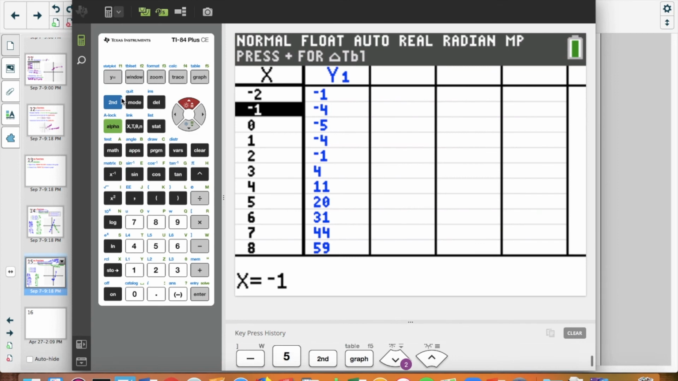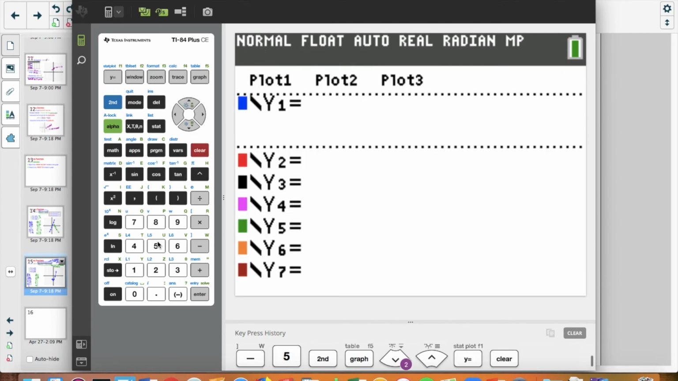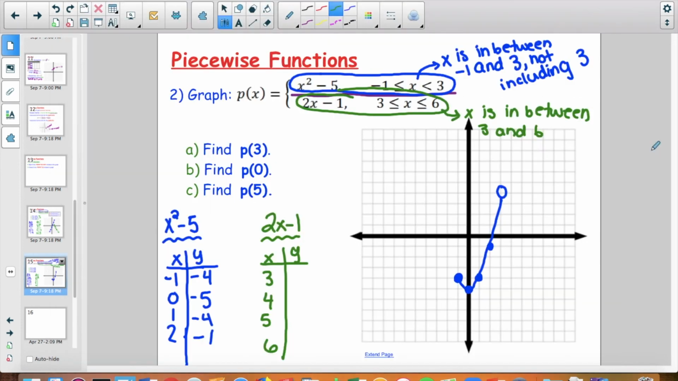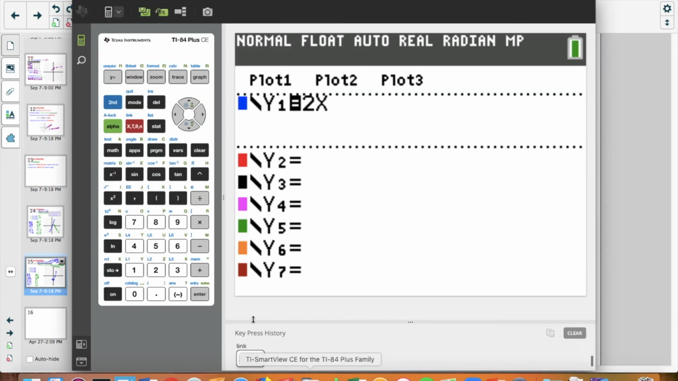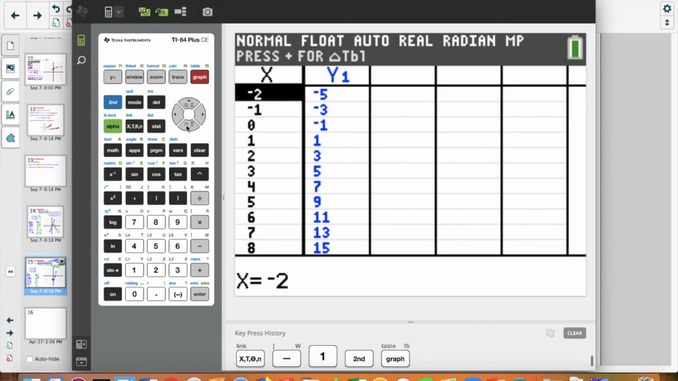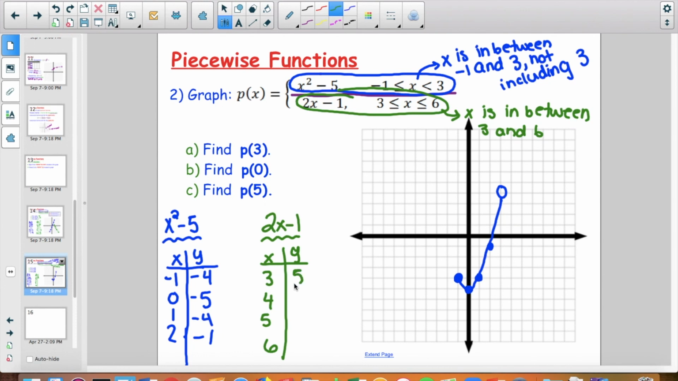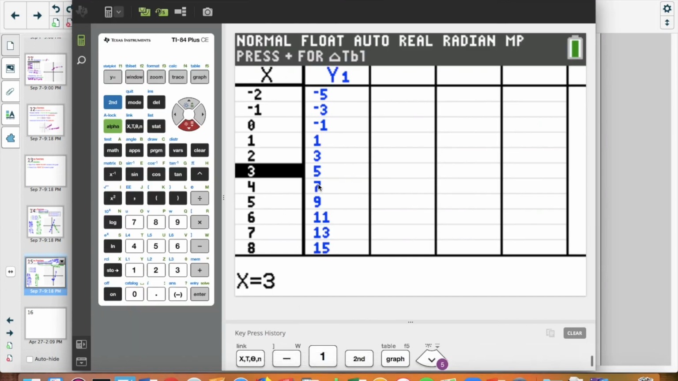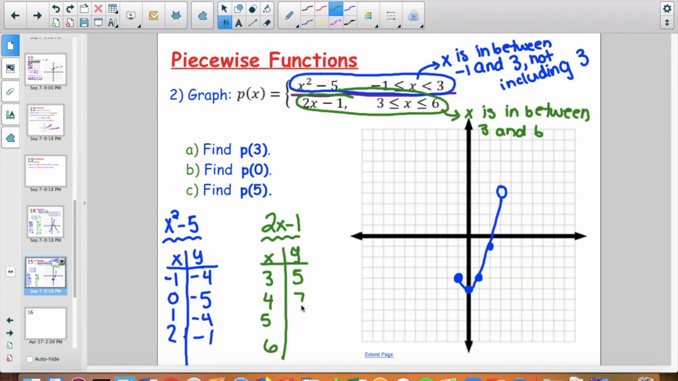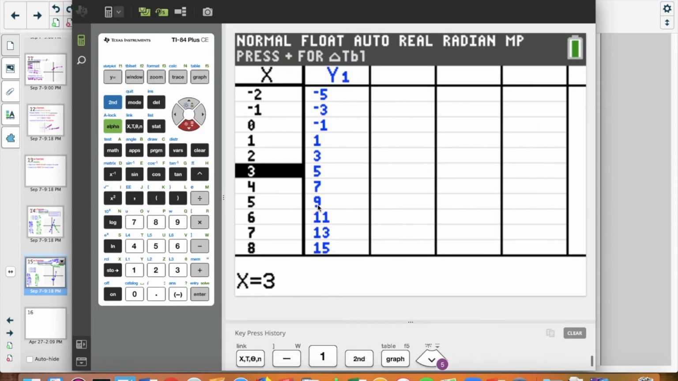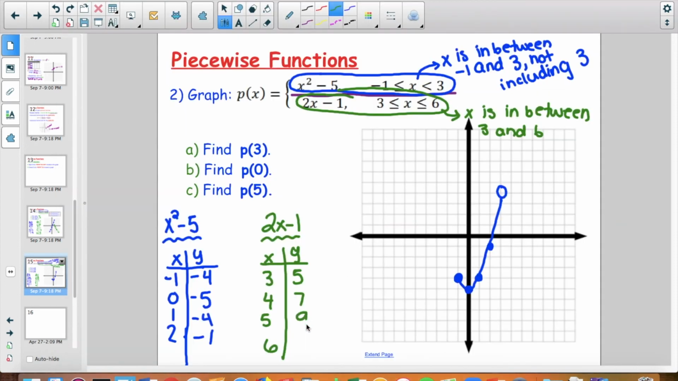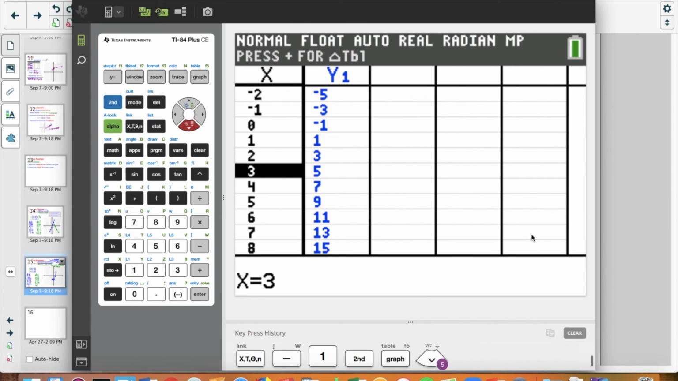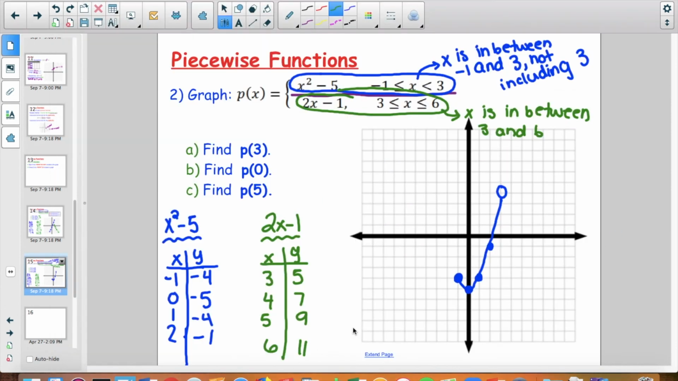So let's look at it in our table. So 2x minus 1. Press second table. First one we care about is 3. So when x is 3, y was 5. When x is 4, y is 7. When x is 5, y is 9. And when x is 6, y is 11.